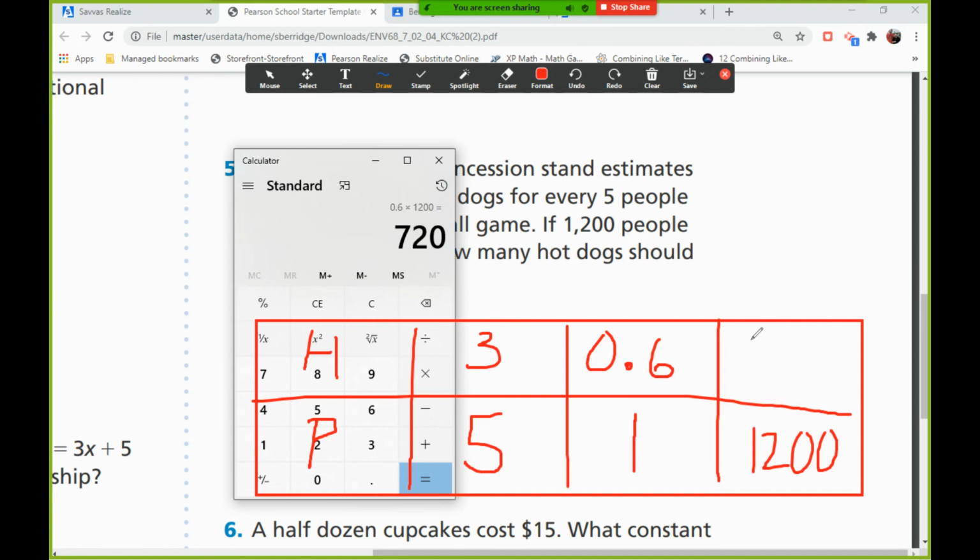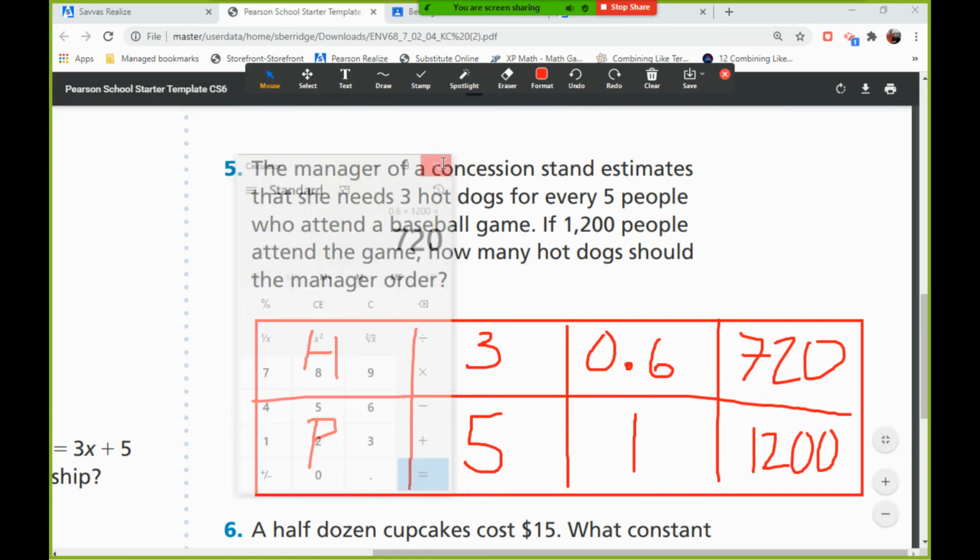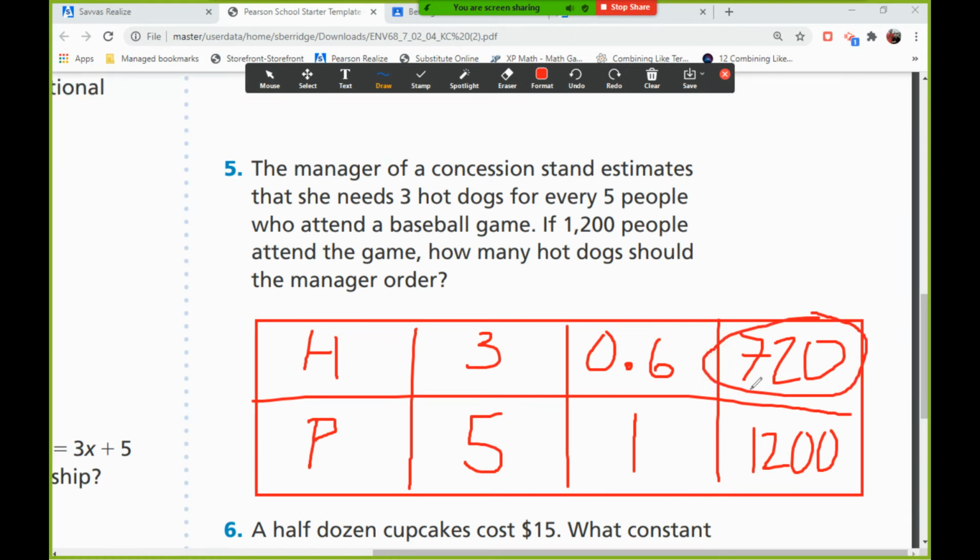Okay, so figuring out your unit rate, figuring out your constant of proportionality still helps us solve these problems. You can see we end up with 720 hot dogs for 1,200 people because I know what one person eats. This is my constant of proportionality, so it'd be y equals 0.6x. For every person, x, they eat 0.6 hot dogs.